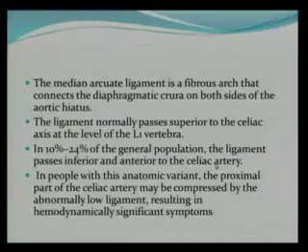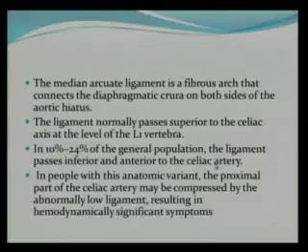As you know, the thoracic aorta comes into the abdomen through a hole in the diaphragm. That's called the diaphragmatic hiatus, or the aortic hiatus in the diaphragm. And on either side, there is a fibrous slip, and that is the median arcuate ligament. The ligament normally passes superior to the celiac axis at the level of L1 vertebra. We will see some images.